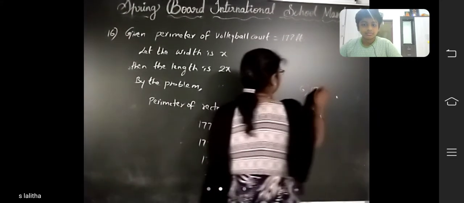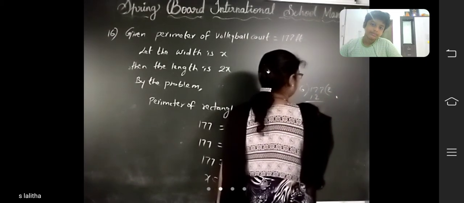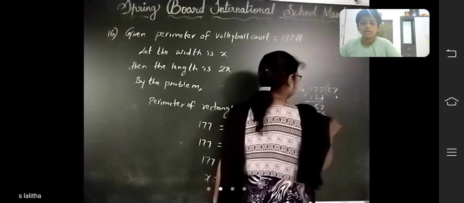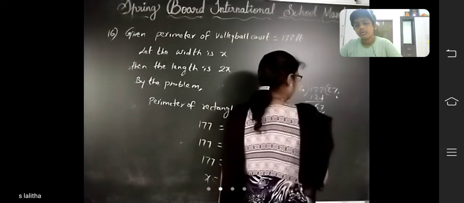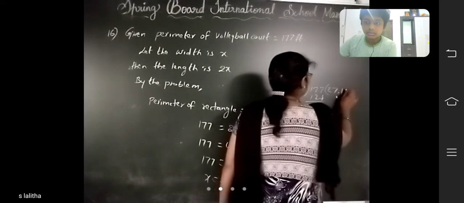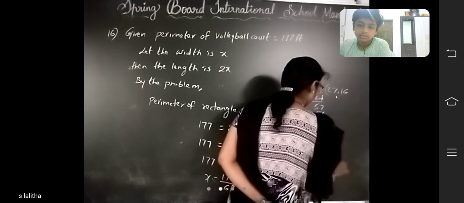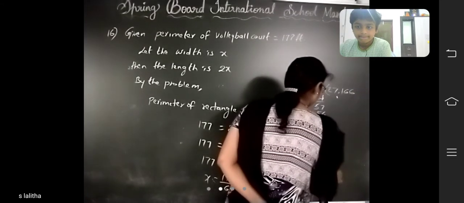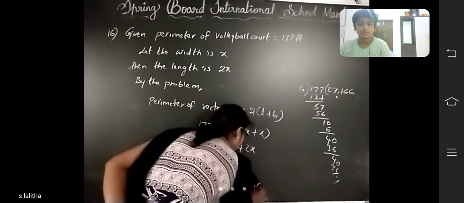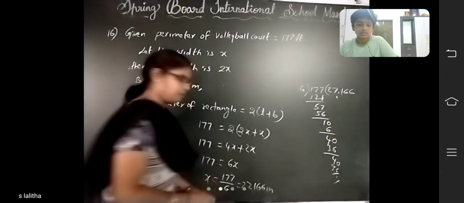See here. 6 twos are 12. 5 is remaining. Bring down 7. 6 sevens are 56. Then 1.0. 6 threes are 18, 6 fours are 24, 6 sixes are 36, 4 again 6, 6. So it will get 27.1666, so 27.166 meters. Okay. Meters or feet?